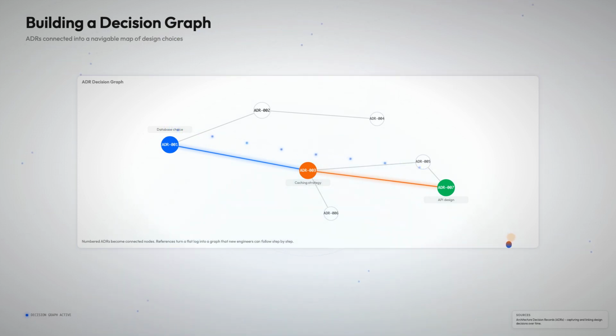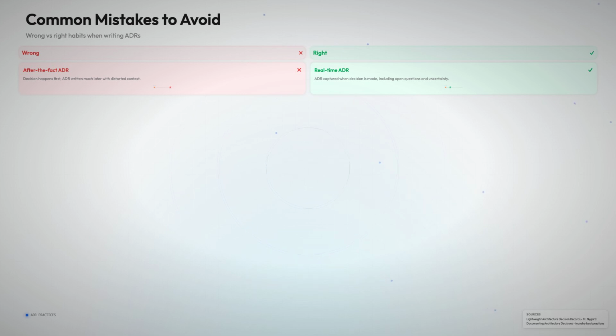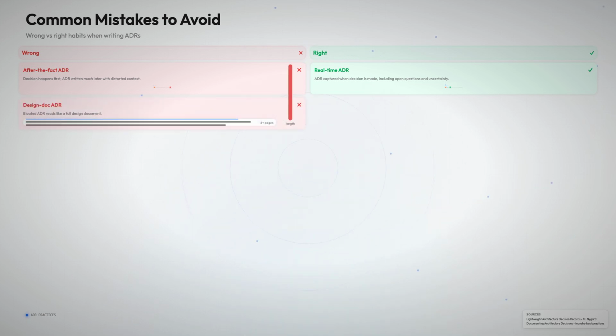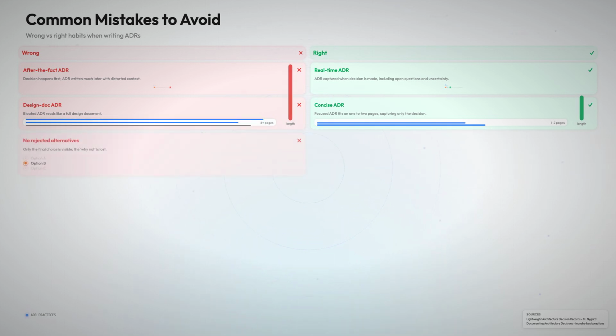Avoid these mistakes. Writing ADRs after the fact with revisionist context. Capture decisions when they're made, including uncertainty. Making ADRs too long. A good ADR is 1 to 2 pages, not a design document. Not recording rejected alternatives. The why not is often more valuable than the why. Treating ADRs as bureaucratic overhead instead of team knowledge.